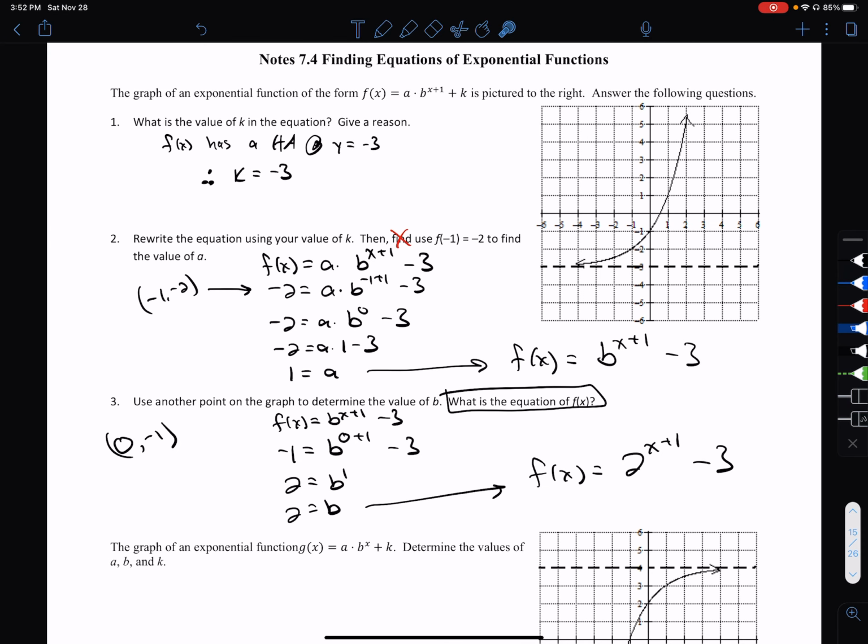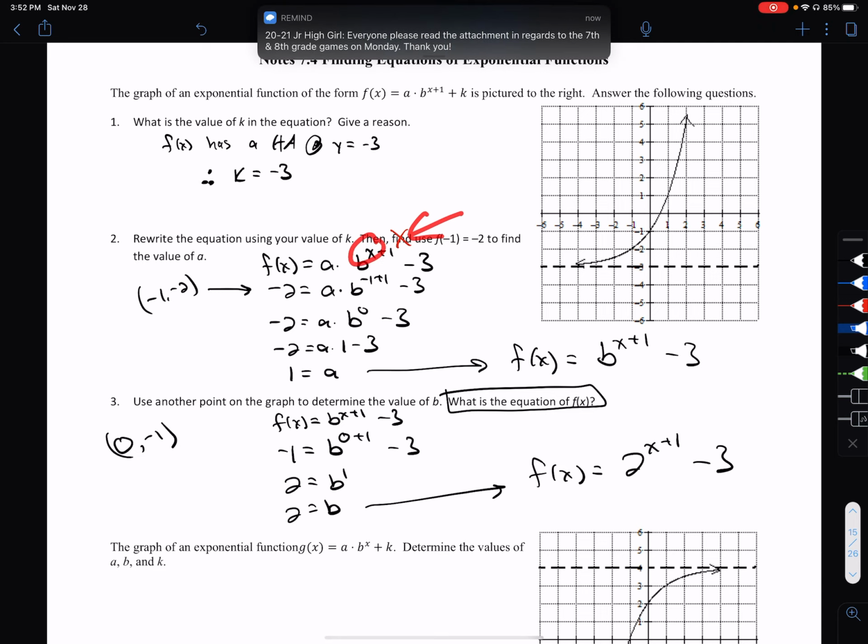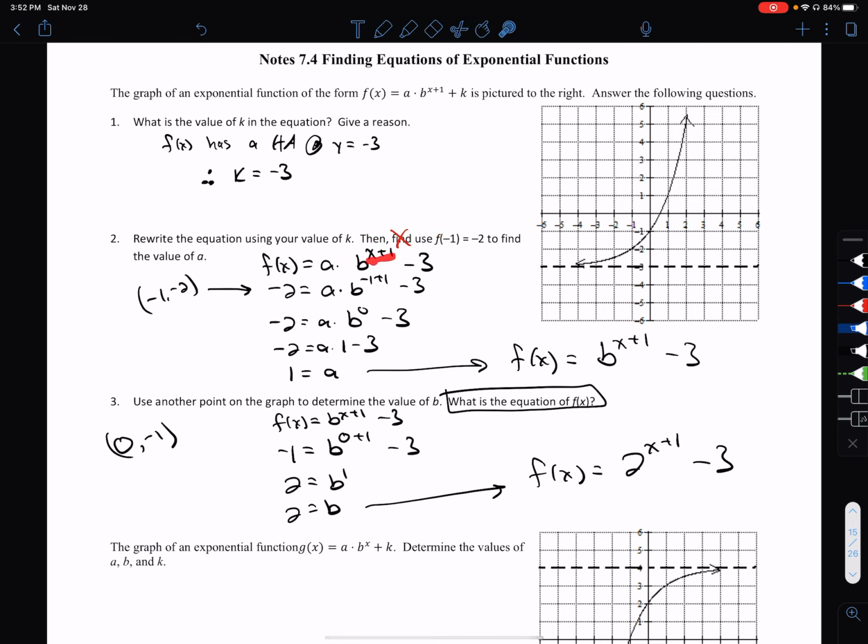It's important for us to figure out what a is first. To do that, we need the exponent for b to end up being equal to 0. And to get that equal to 0, we need to choose an x value that we can make this exponent become 0. Let's check out another.